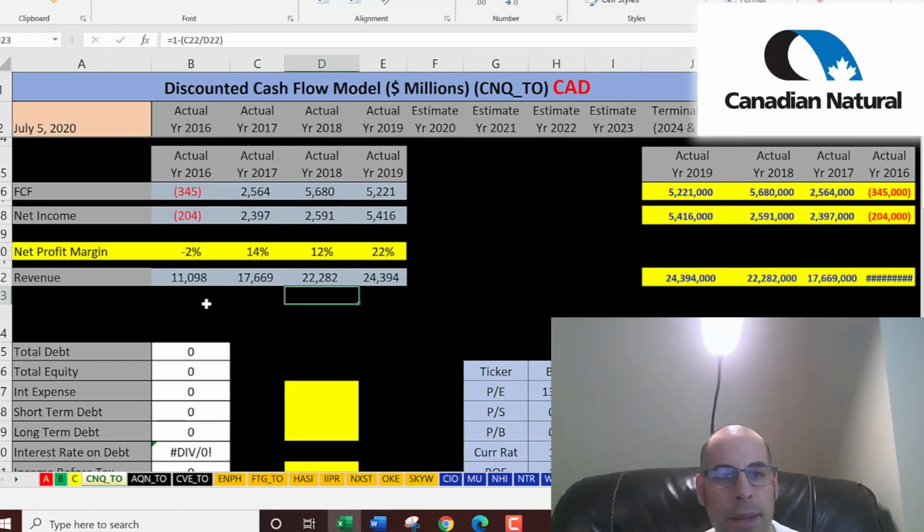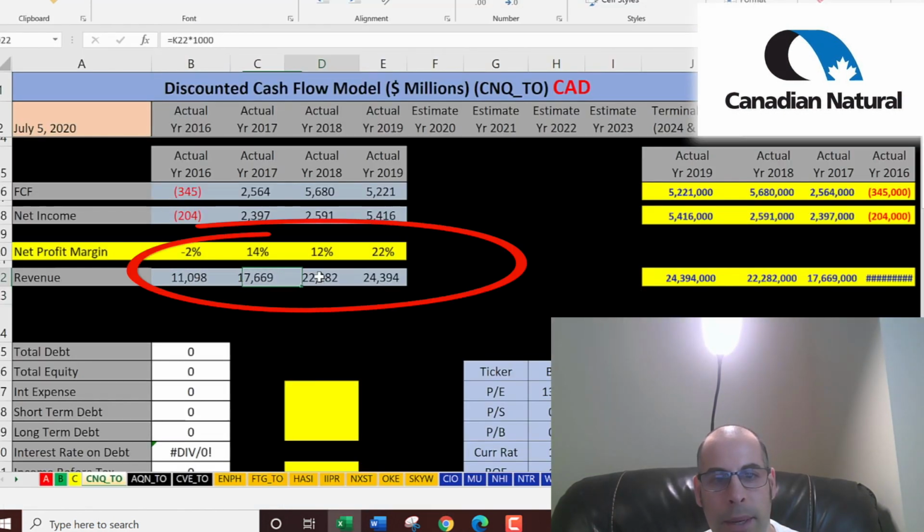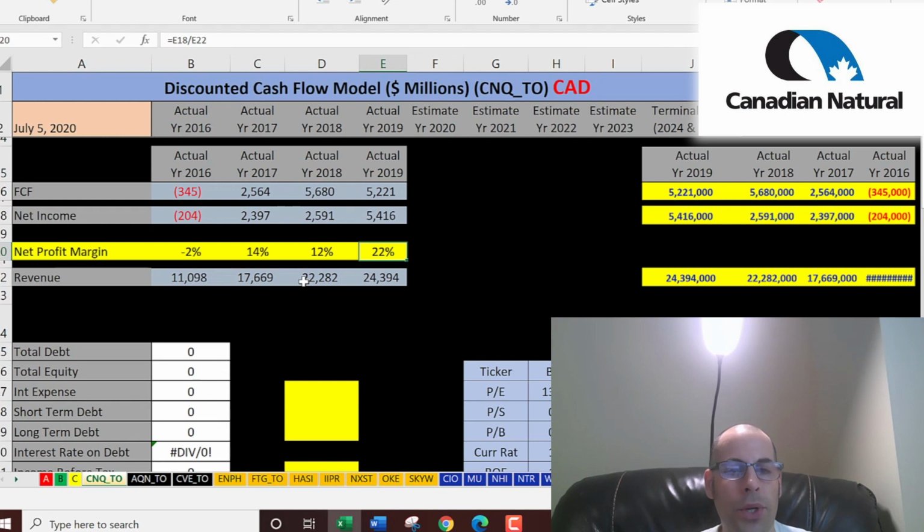It's good to see that their revenues have increased quite a bit every single year, and also their margins have improved significantly as well. Usually when revenues increase, your margins increase as well, because economies of scale occur and you can start doing things more efficiently. In this case, that's exactly what this company did. It went from $17 billion in 2017 at a 14% margin to $24 billion in revenue at a 22% margin.